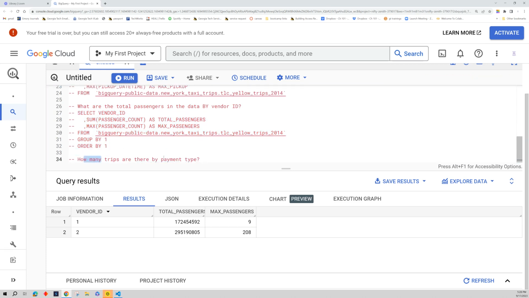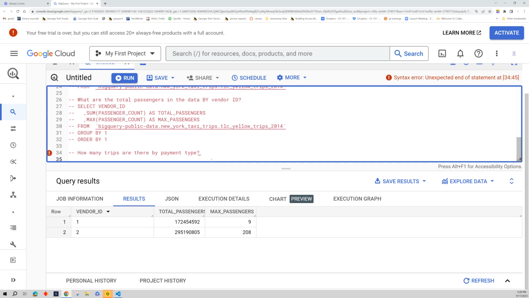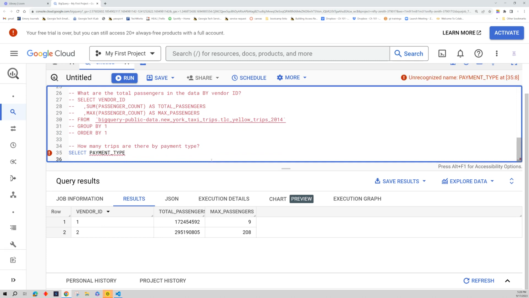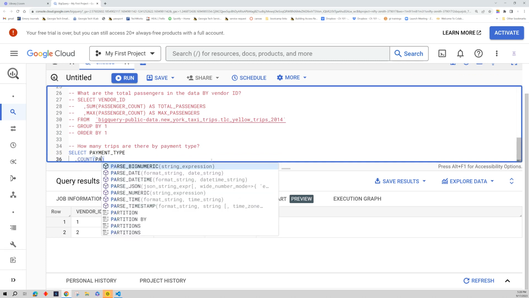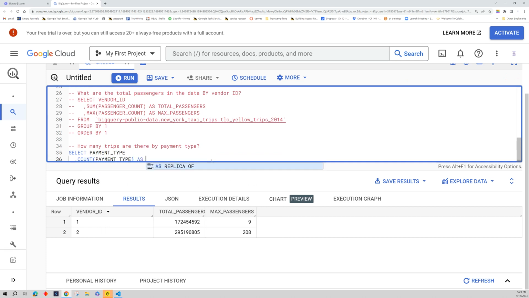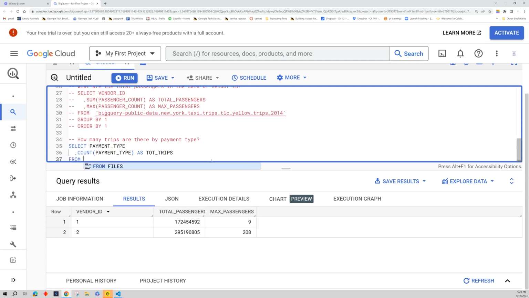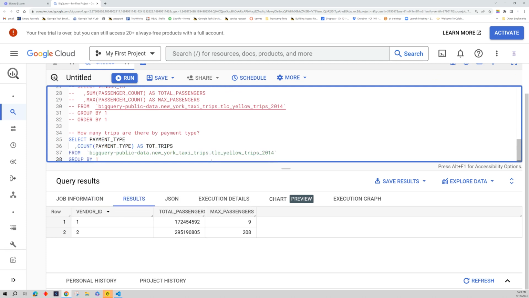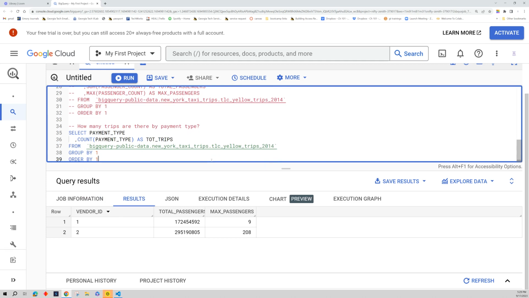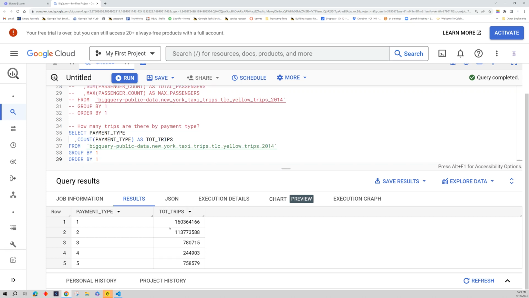How many trips are there by payment type? So when we see how many, that means we want to do a count by payment type. So we're going to group it by payment type, and we're going to do count. And so here we see the payment type and the total trips.